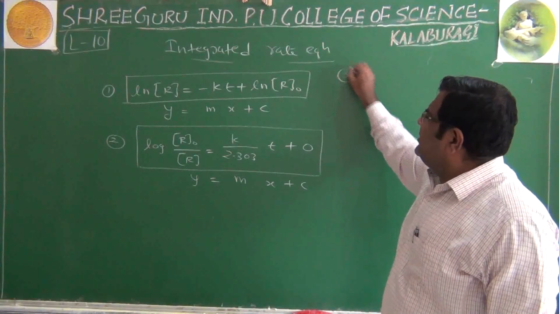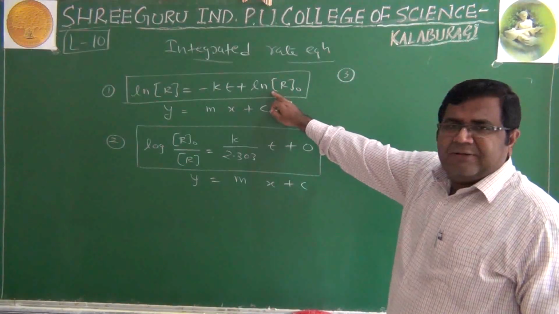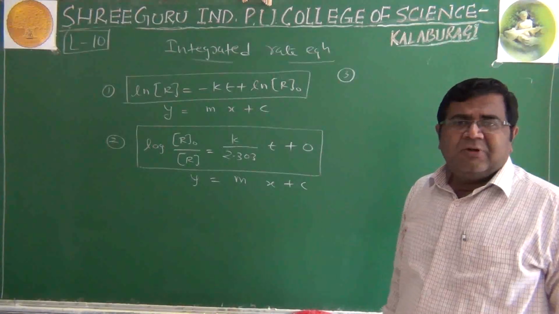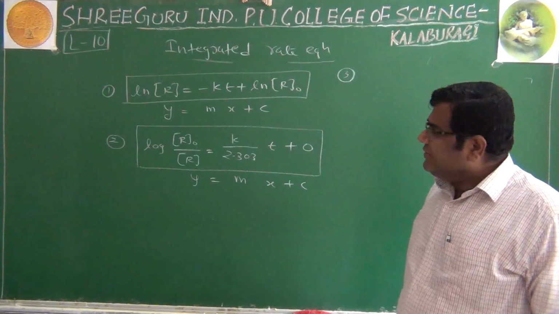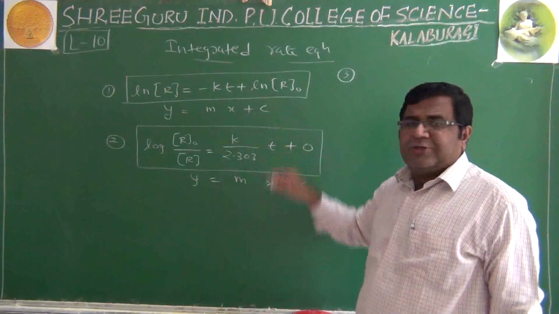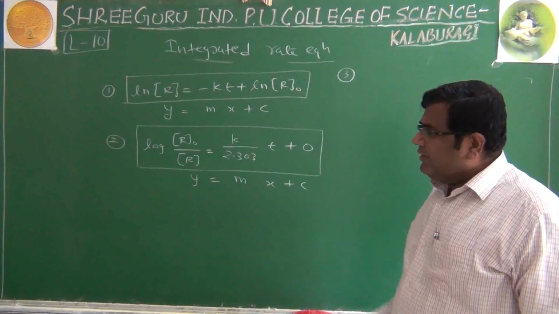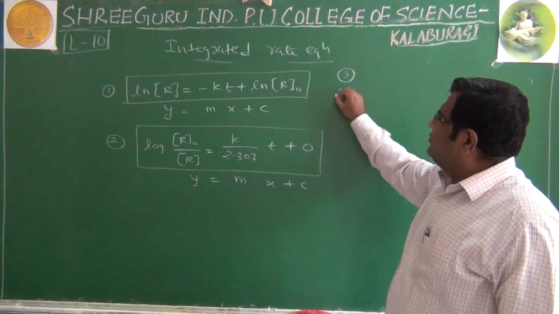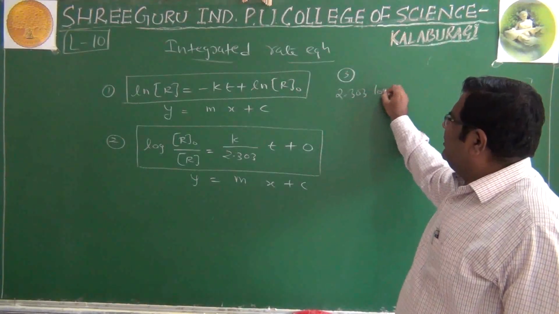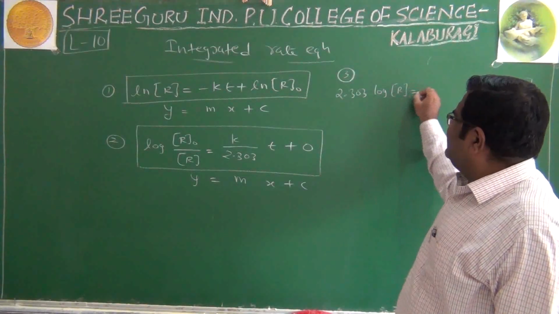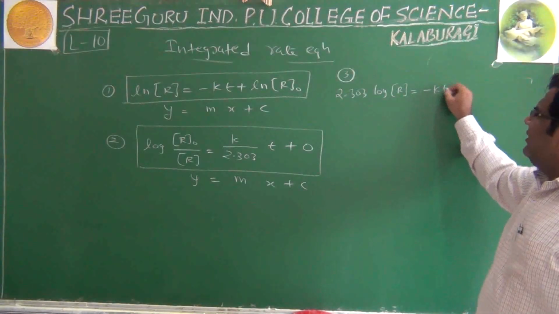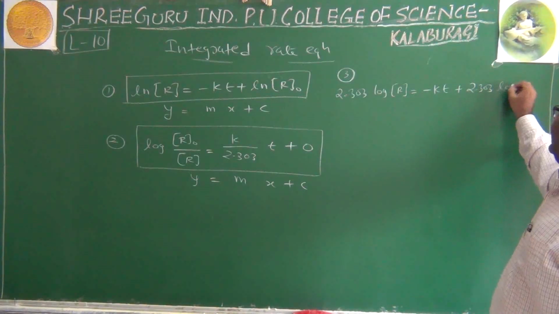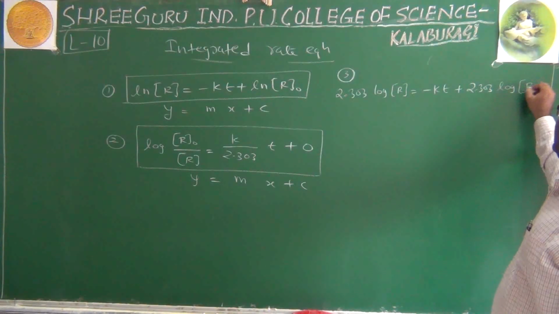So the third graph is nothing but this equation only, in terms of natural log. We have to convert this to the log to the base of 10. We know how to do that. If we multiply this natural log by 2.303, we get the log to the base of 10. So we can write this equation as 2.303 log to the base of 10 of R equals negative of Kt plus 2.303 log to the base of 10 of R0.